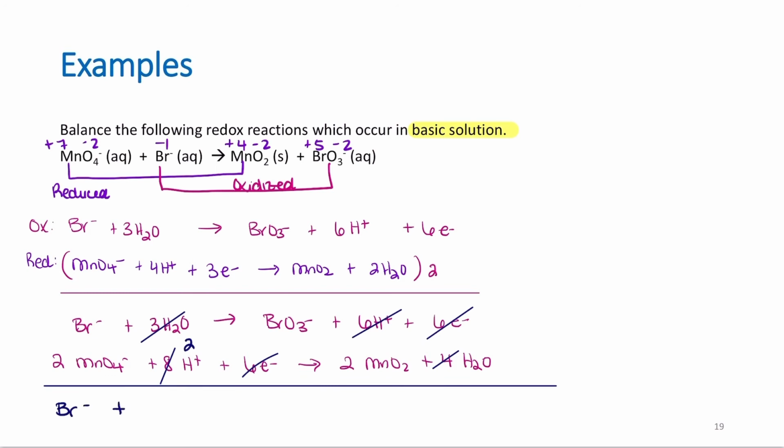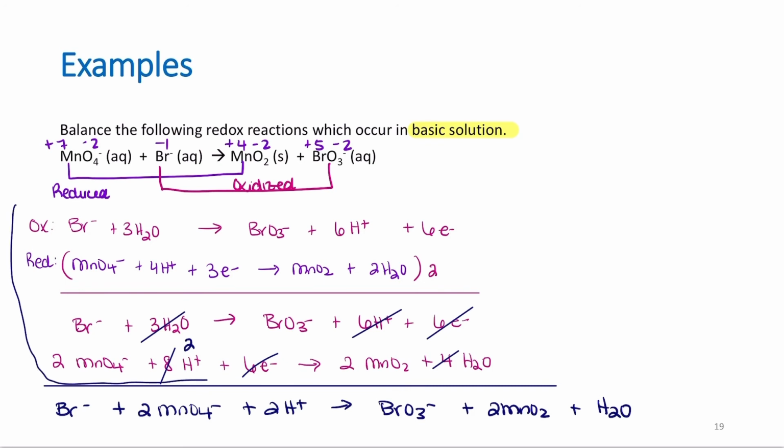Br minus, 2 MnO4 minus, 2H plus gives me BrO3 minus plus 2 MnO2 plus the water. Now this would be correct if it was under acidic conditions, but we're not under acidic conditions.